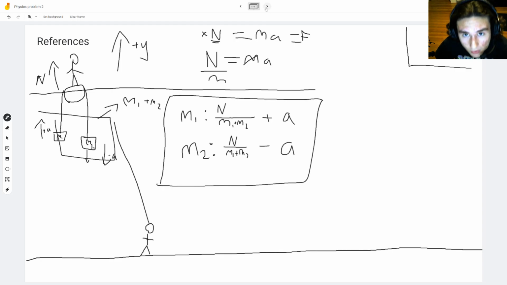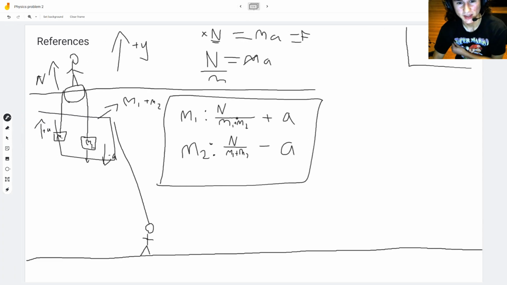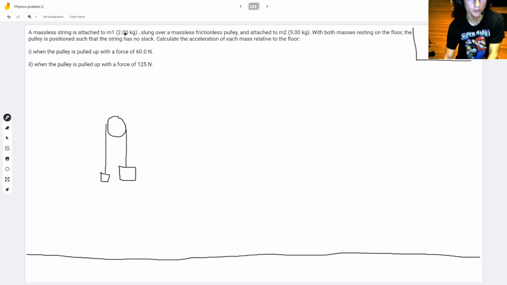So, with this, I think we are ready to solve. This is just saying the references are from the ground. From the system, from the pulley, if you're standing on top of the pulley, let's say, you would just see a going up and a going down. But if you were from here, you would see the acceleration of the entire system going up plus the acceleration of the individual masses, or minus them depending on their direction. So now let's start plugging in values.